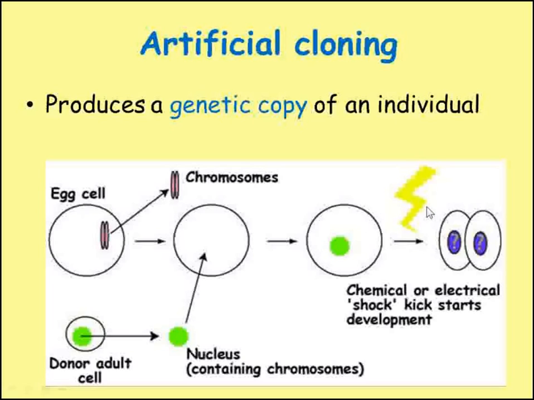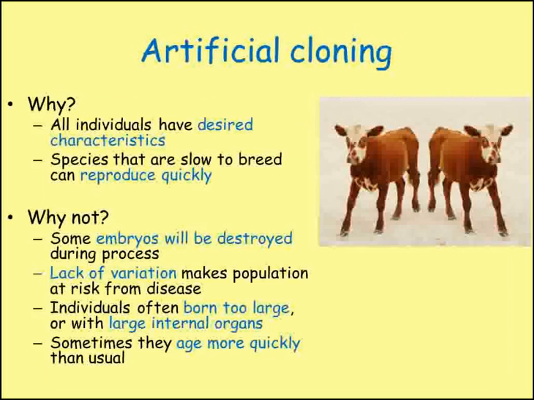Another small jolt of electricity causes this cell to start undergoing mitosis to grow, forming an embryo. The embryo is then implanted into a female, which will give birth to the clone once fully developed. This process is beneficial when you have an individual with a set of characteristics that are really useful. For example, a cow that produces a lot of milk, or a racehorse that's particularly fast. By cloning rather than breeding, you can guarantee that all the genes from the original animal will be passed on. It could also be used in the conservation of species that breed really slowly, to build up populations quickly.